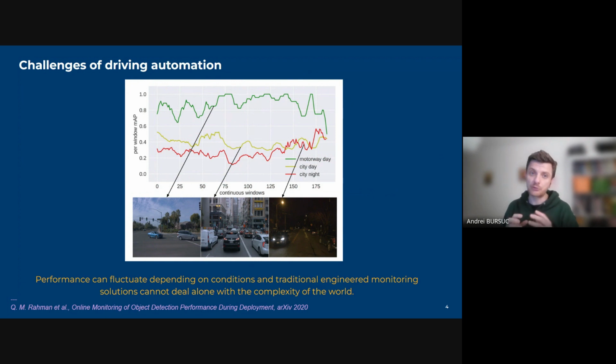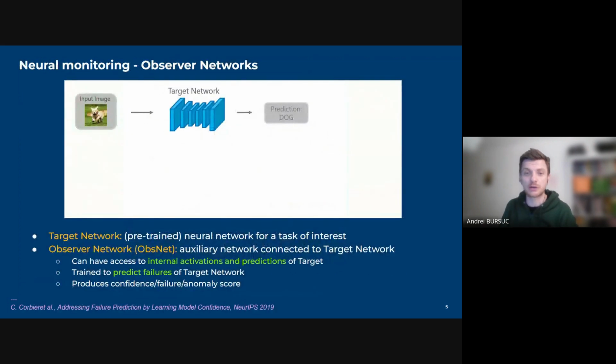So we are looking for a strategy to figure out this, given the complexity of the real world, but also the sophistication of the neural models that we are gradually inserting in our system. So enter neural monitoring approaches. We talked about the engineered ones. We asked the question, what if we can have a network that will learn to monitor another network?